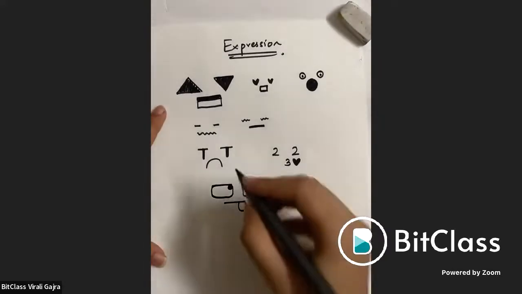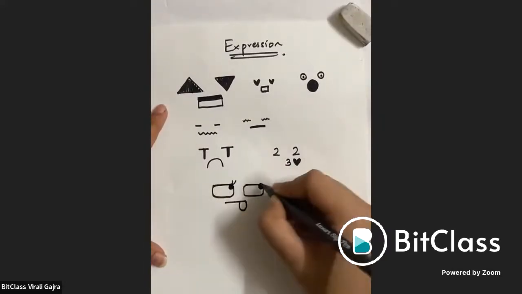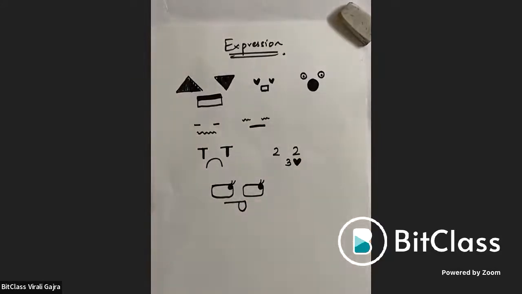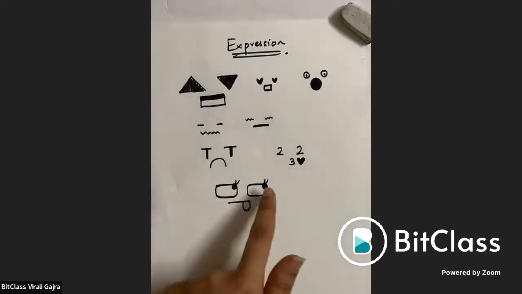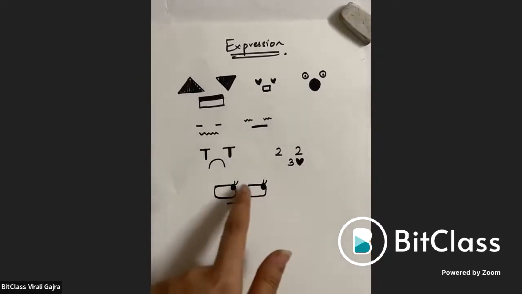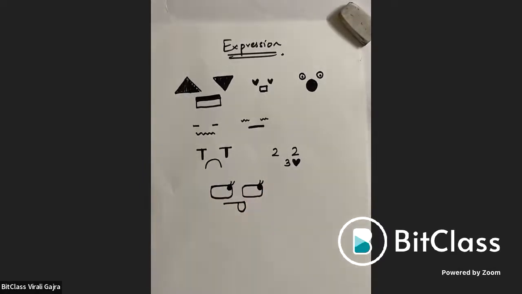Okay, and what you can do is you can also add eyebrows and eyelashes over here for your character, for your expression. I just made 2 eyelashes over here. Okay, 1, 2 curves over here on the left hand side, 2 curves over here on the right hand side. This will help your expression look a little cute.